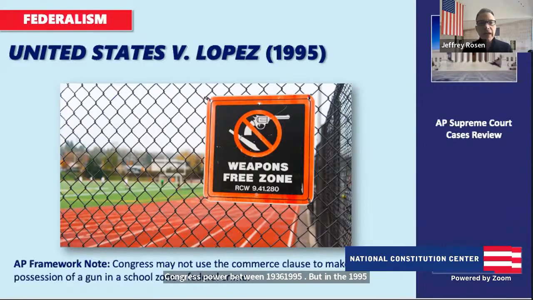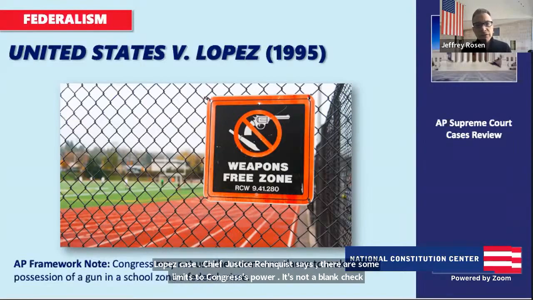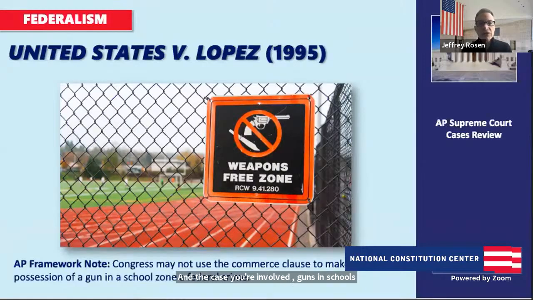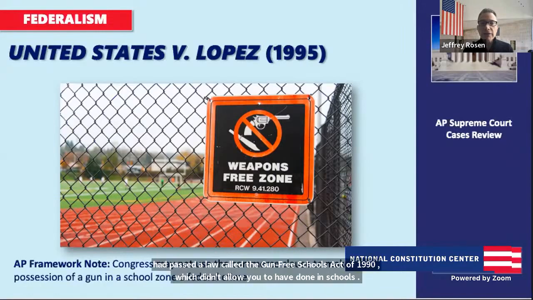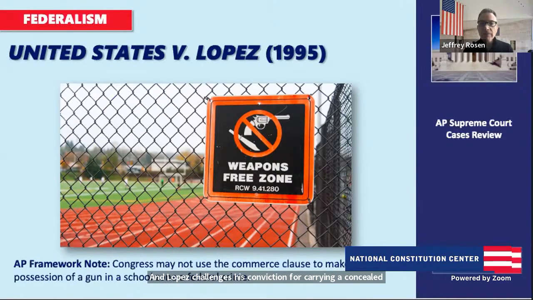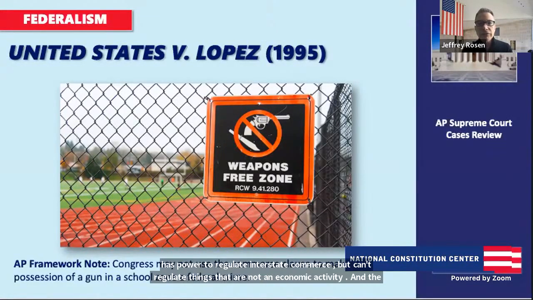Congress had passed a law called the Gun-Free School Zones Act of 1990, which didn't allow you to have guns in schools. And Lopez challenges his conviction for carrying a concealed weapon into high school because he says Congress has power to regulate interstate commerce, but can't regulate things that are not an economic activity. And the Supreme Court agrees with him. They hold in this 5-4 decision that carrying a gun in schools is not an economic activity, and therefore Congress has no power to regulate this kind of private, non-economic activity under the Commerce Clause.